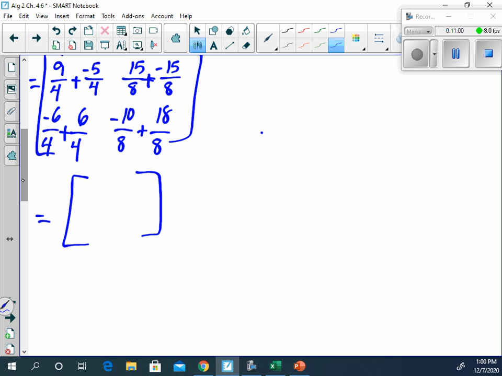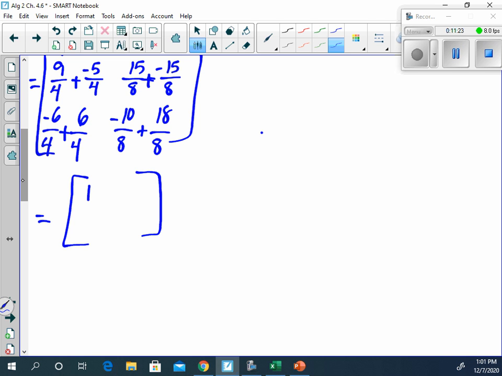Any questions on how we got to this point here? Any questions about this multiplication so far? Are we good with this here? Yes? Okay, let's simplify. What is 9/4 plus negative 5/4? 4/4, which would be 1. So this would be 1.